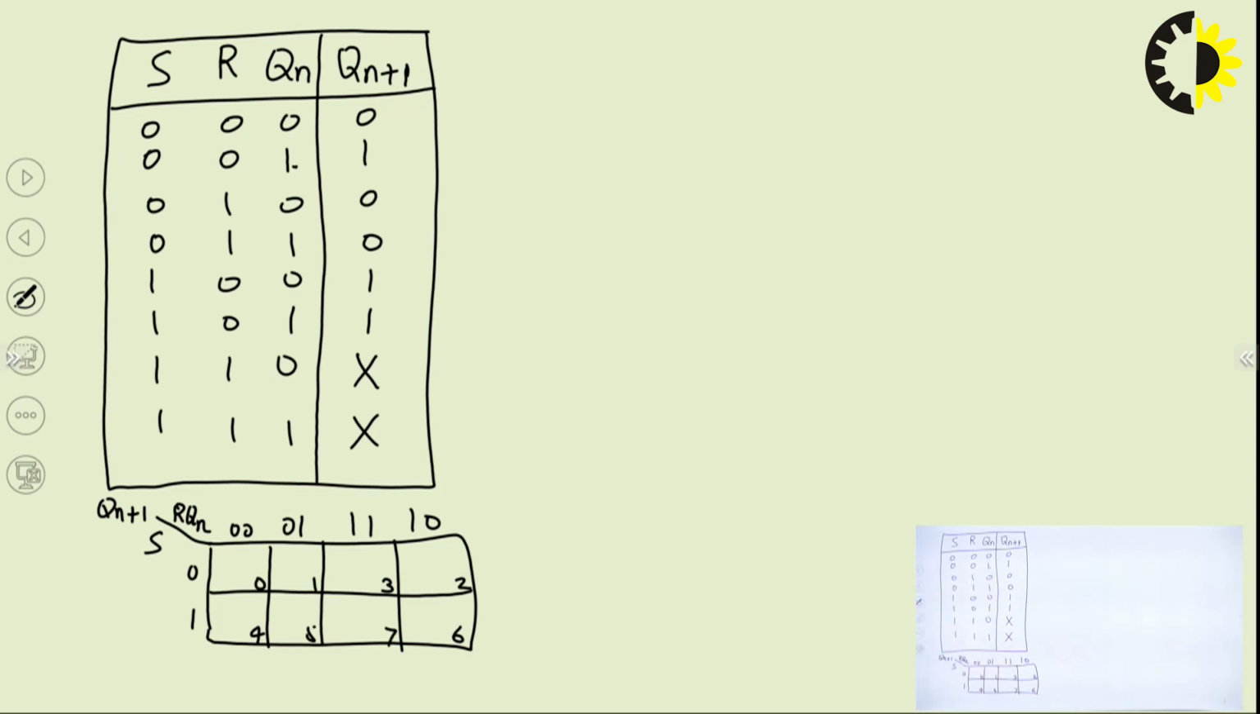Now after drawing this K-map, we have to fill the cells. We have to concentrate on the input combinations for which the present output value is 1.